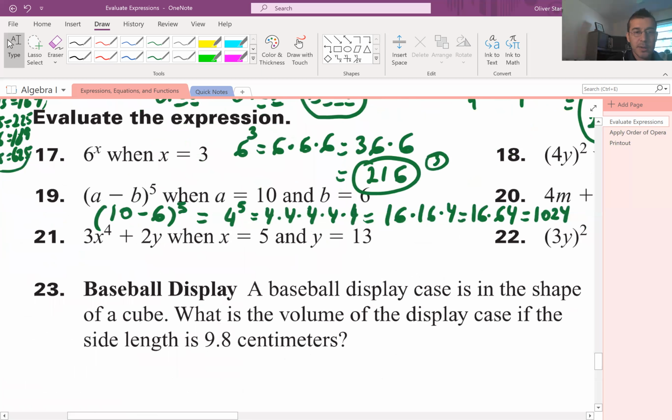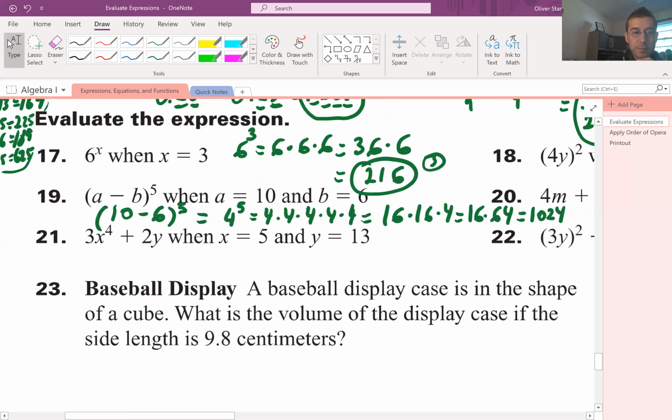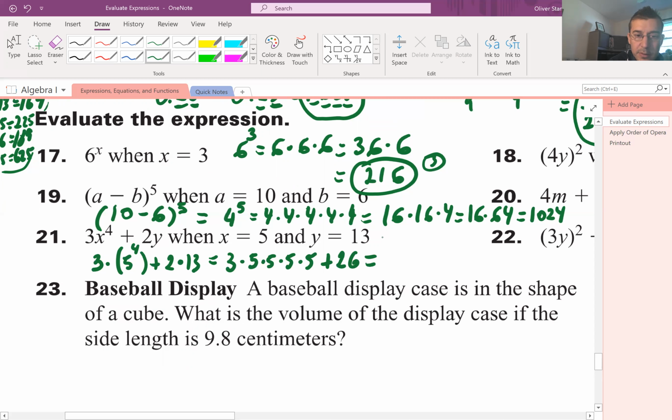All right, 21. 3 times x to the fourth plus 2y. Substitution, 3 times. X is 5. 5 to the fourth. Plus 2 times y is 13. So that's the same as 3 times 5 to the fourth, which is 5 times 5 times 5 times 5. Okay, let's write it down. 5 times 5 times 5 times 5. And then plus 2 times 13, because it's multiplication, we can do this right away. So 2 times 13 is 26.